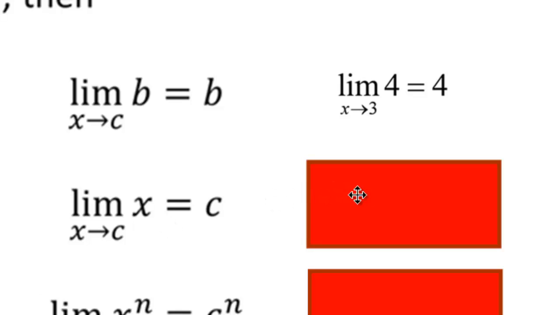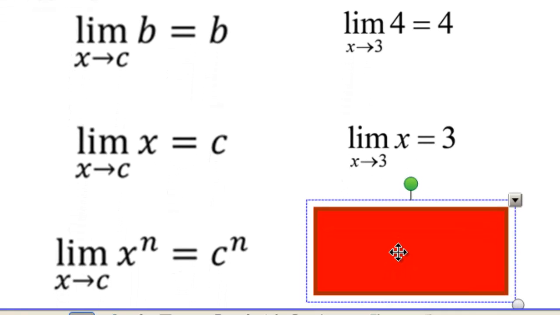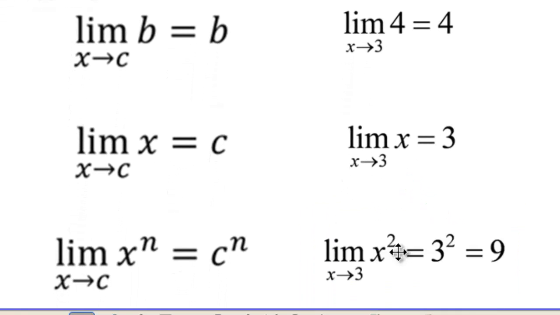So that is why that particular basic limit holds true. The limit as x approaches c of x equals c. Well, by direct substitution, if you put in 3 for x, you output a 3. If I have the limit as x approaches c of x to the n, then let's say I want to do the limit of x squared. I pick just an arbitrary value for n of 2. So 3 squared is equal to 9.